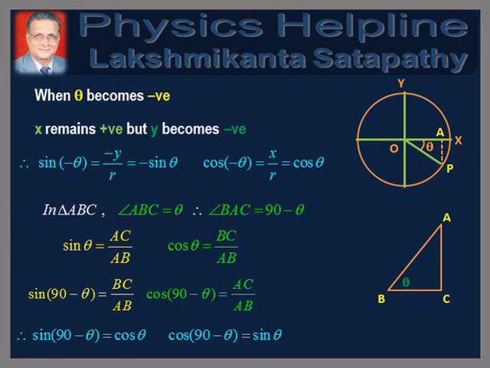Now let us understand the relation between trigonometric ratios of angles theta and 90 minus theta. In triangle ABC shown in the figure, angle ABC is equal to theta, therefore angle BAC is equal to 90 minus theta. Therefore, sin theta is equal to AC by AB, cos theta is equal to BC by AB, sin 90 minus theta is equal to BC by AB, and cos 90 minus theta is equal to AC by AB. Therefore, we have sin 90 minus theta is equal to cos theta and cos 90 minus theta is equal to sin theta.